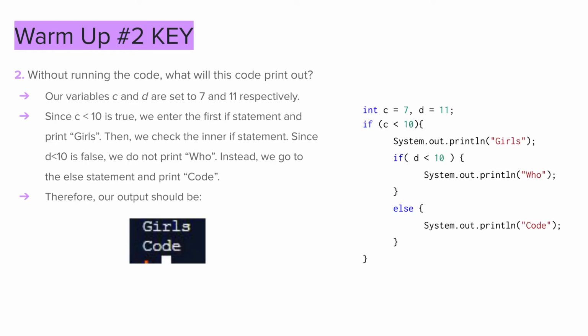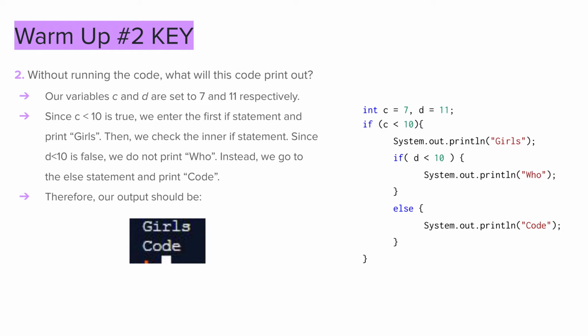Now look at the key for the second warm-up. The code, when run in repl.it, should print out girls followed by code on the next line, but should not print out the word who. Let's walk through the problem together. Initially, we're given two variables, C and D, which are set to 7 and 11 respectively.